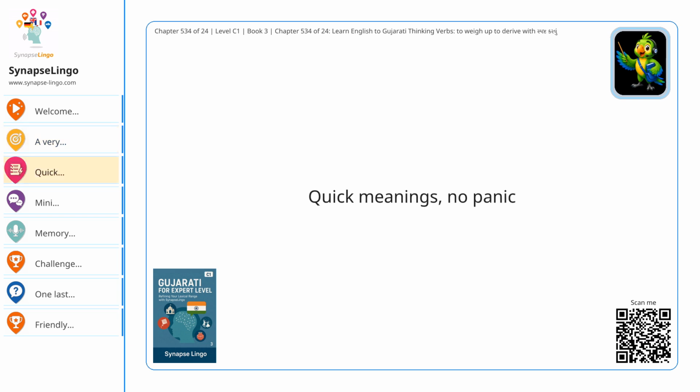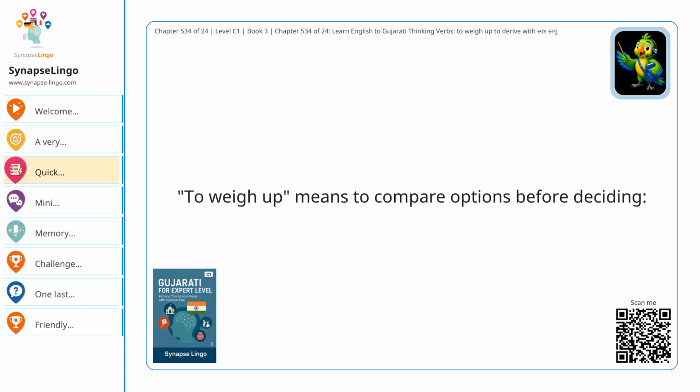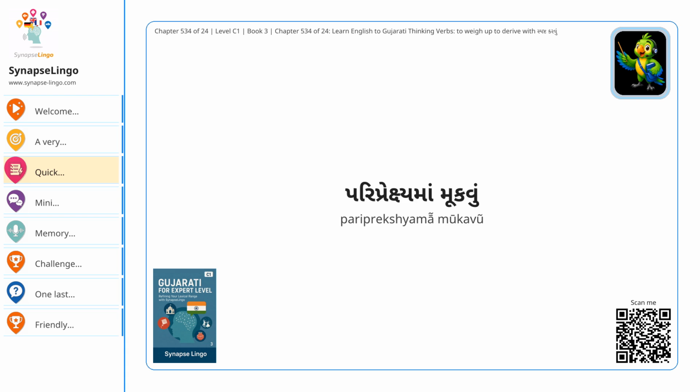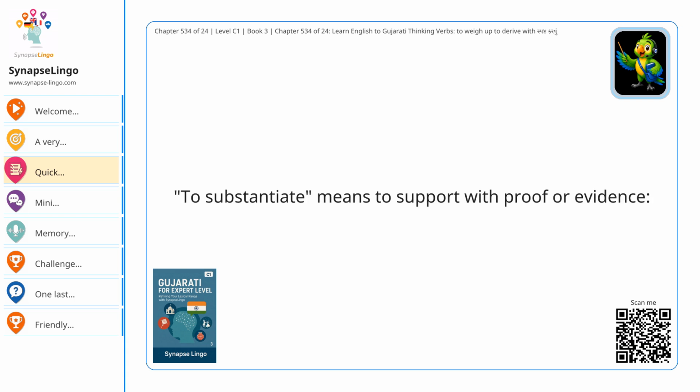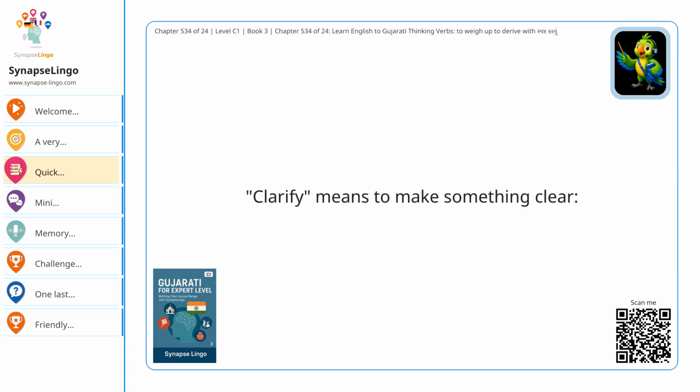Congratulations! You have survived the meeting and learned 8 verbs. Quick meanings, no panic. Let us lock in the meanings fast. You listen, smile wisely, and maybe nod like a philosopher who just found their keys. To weigh up means to compare options before deciding. તોલવું. Put into perspective means to see something in a bigger context. પરિપ્રેક્ષ્યમાં મૂકવું. To substantiate means to support with proof or evidence. મજબૂત આધાર આપવો.